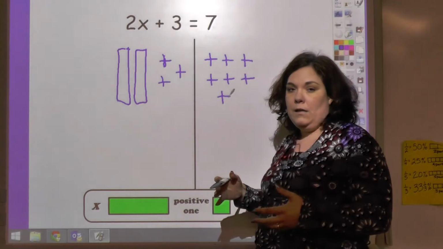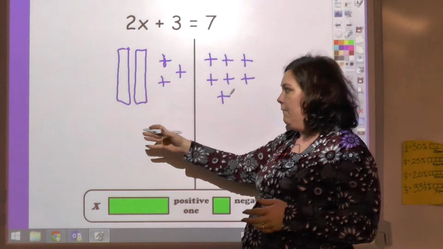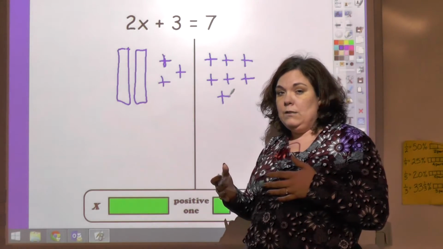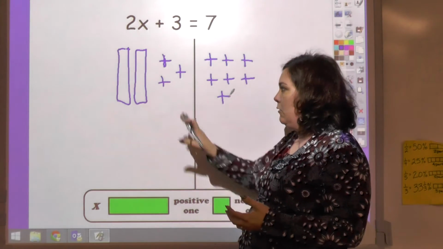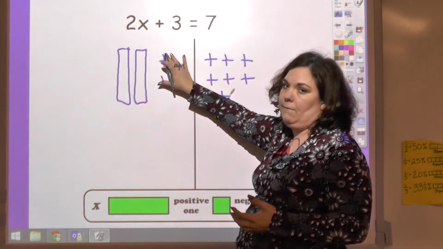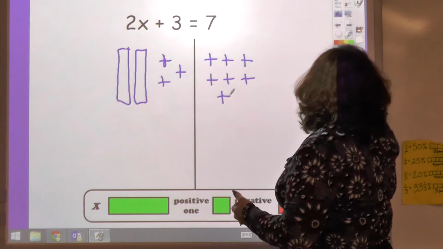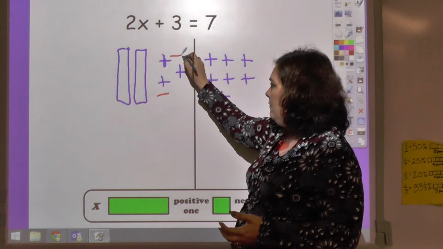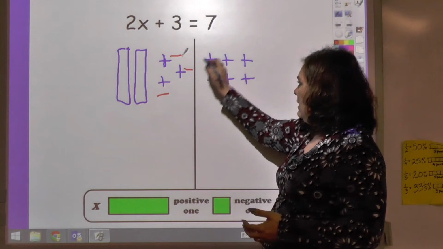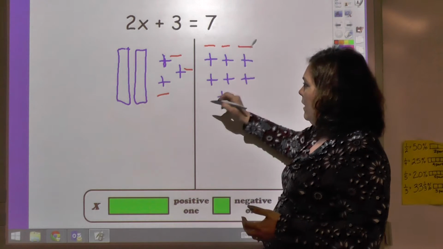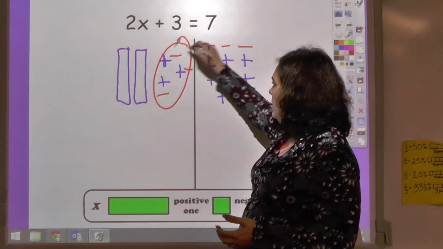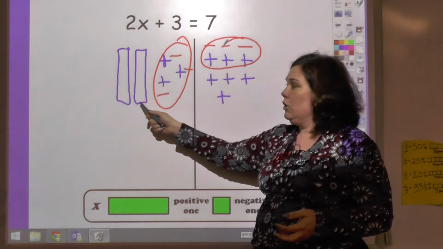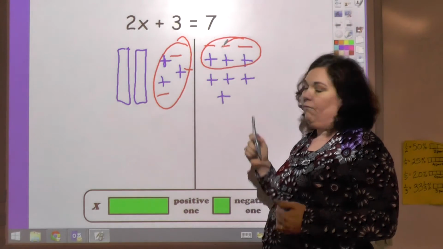Now, our goal is to get x by itself. Well, there's 2 x's. Well, you work order of operations or PEMDAS backwards. And so I'm going to deal with the plus 3 first and get rid of that. So to get rid of plus 3, I have to add negative 3. And whatever I do to that side, I have to do to this side. And this would zero out, and this would zero out. So that leaves me now with 2x equals 4.